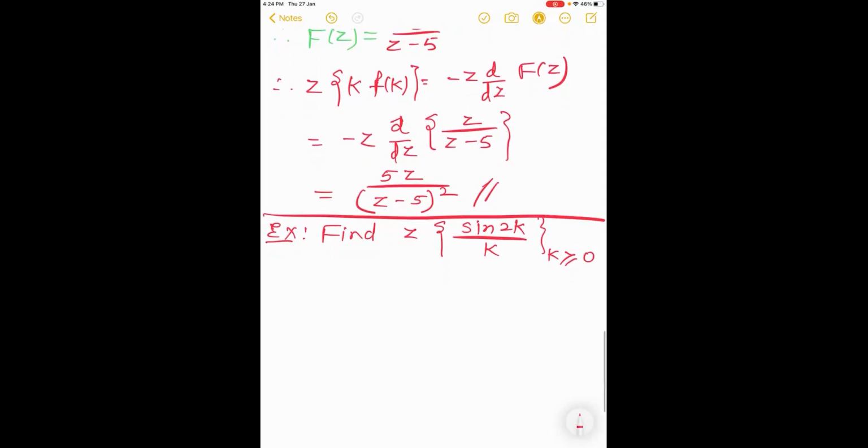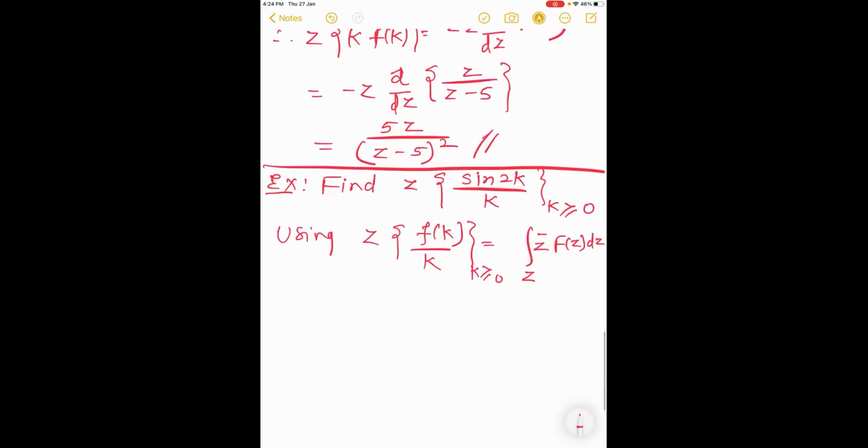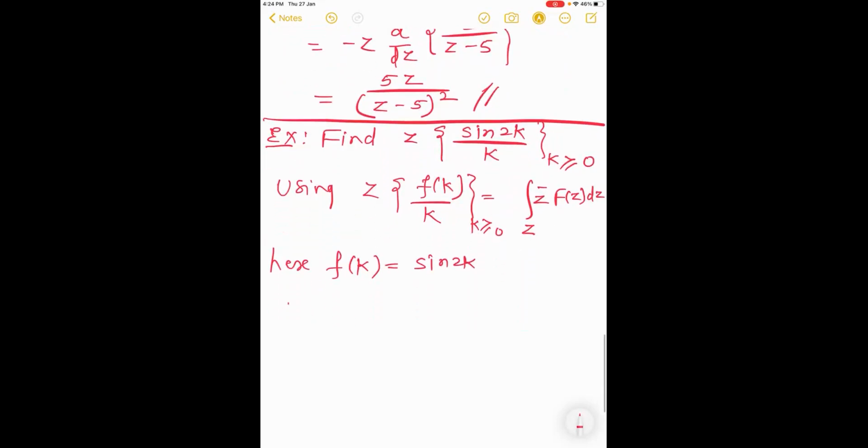So first, what is the division property? The Z transform of f of k upon k, for k greater than or equal to 0, is nothing but the integral over z of z raised to minus 1 into F(z) dz. That is the calculation. So here f of k is sin 2k. So find out what is the answer for F(z). Therefore, capital F(z) is equal to, what is this? What is the answer for capital F(z)?